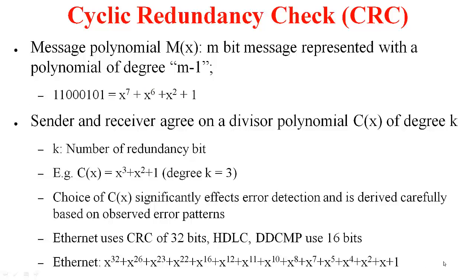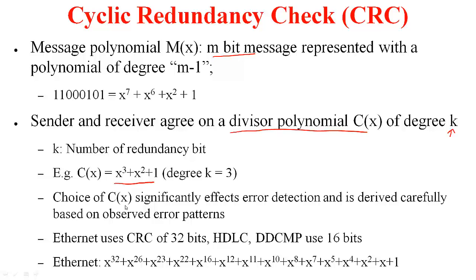let's see what CRC does. In CRC, an m-bit message is represented by this polynomial. We already saw this before. The sender and receiver agree on what is called a divisor polynomial. Now this divisor polynomial has a degree k, which is equal to the number of redundant bits that you are going to add. For example, this is an example of a divisor polynomial. This has degree 3. That means if you are using this divisor polynomial, you are going to add 3 redundant bits.